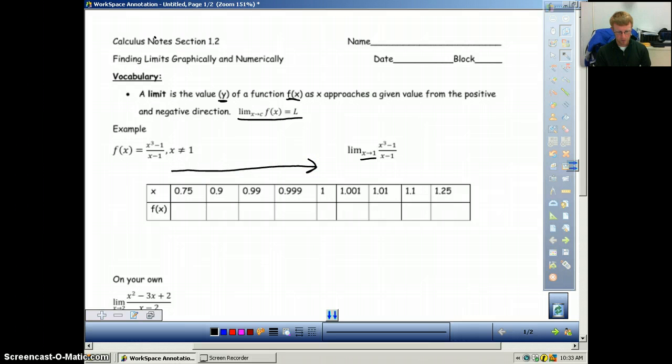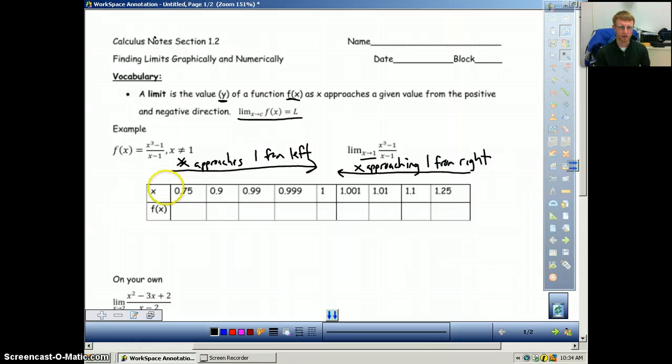So we're going to call this x approaches 1 from the left. Sorry about my handwriting, but you can hear what I'm saying. That's x approaches 1 from the left. And over here, we have x approaching 1 from the right.